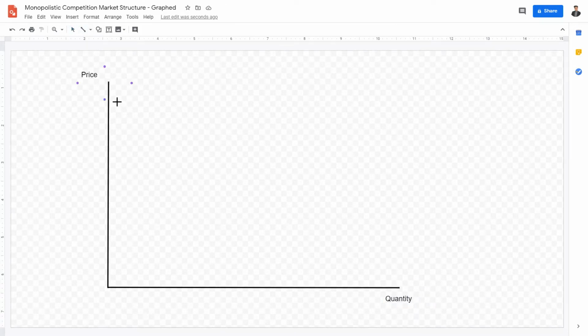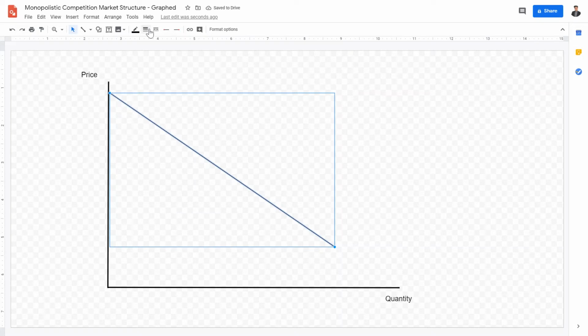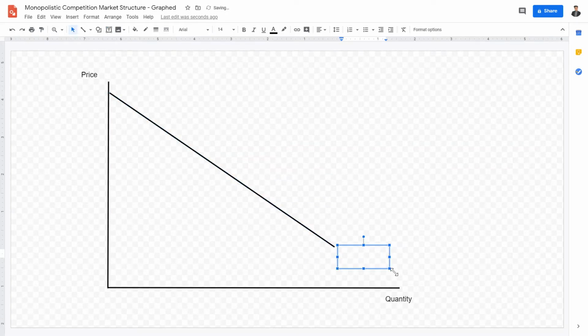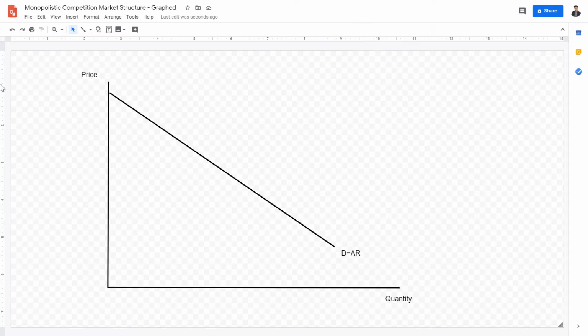The demand curve, as we have learned, slopes downwards. Why does it slope downwards? Because of the law of demand. At higher prices, consumers are willing and able to buy less of the products, and at lower prices, consumers are willing and able to buy more of the products. And demand equals average revenue. Now, if you do not understand why demand is equal to average revenue, you have to be able to explain. So if you do not understand, please go back to the videos to review.